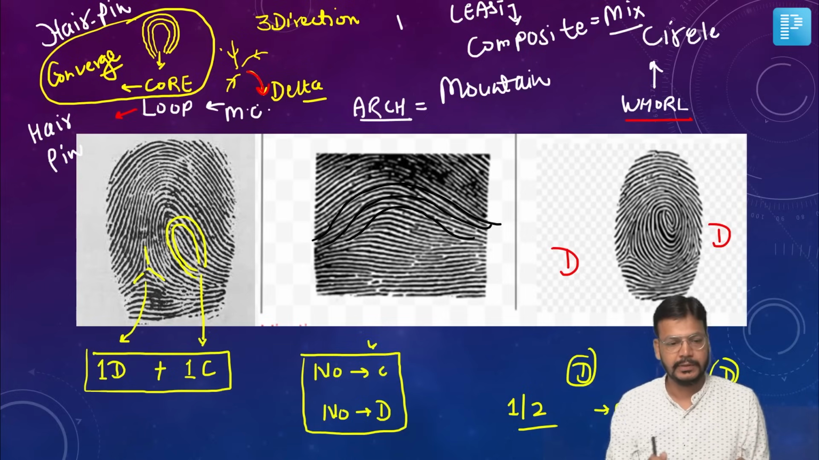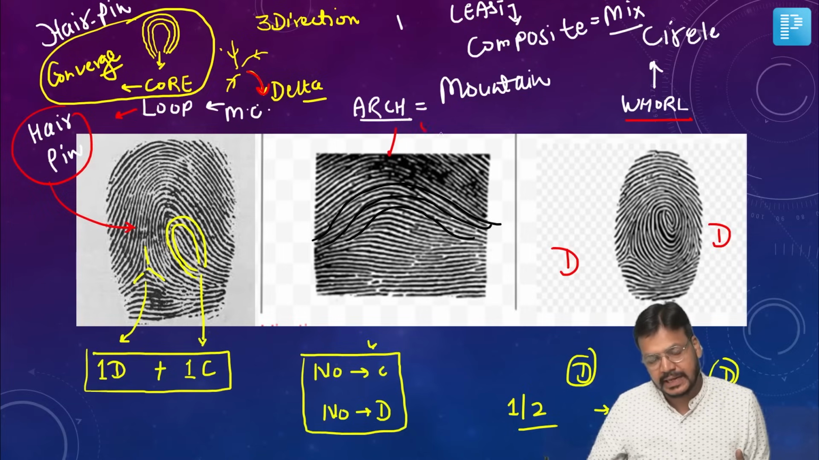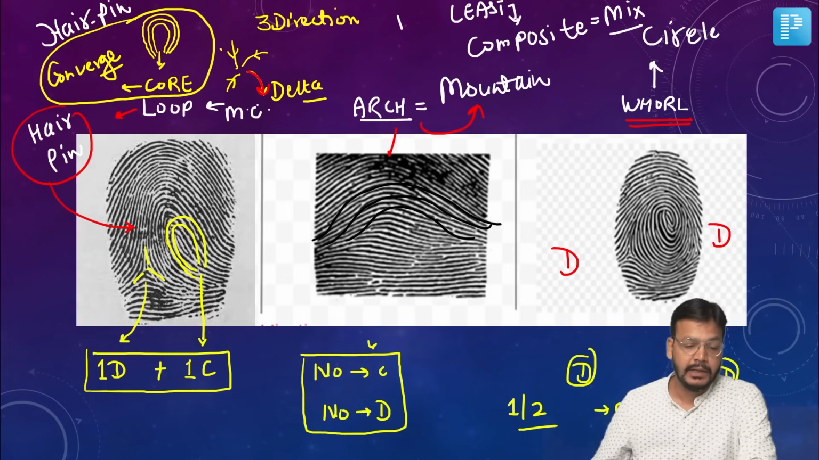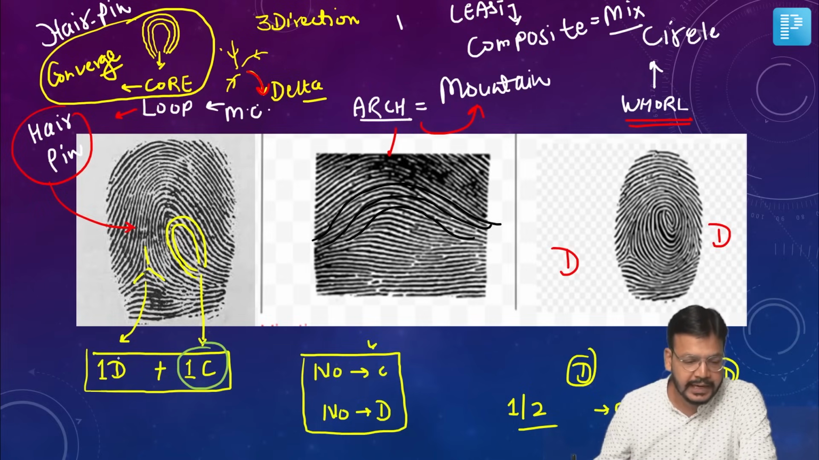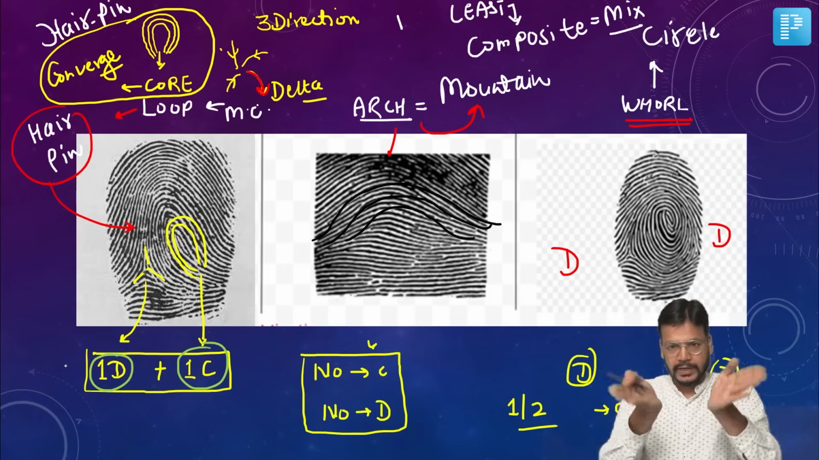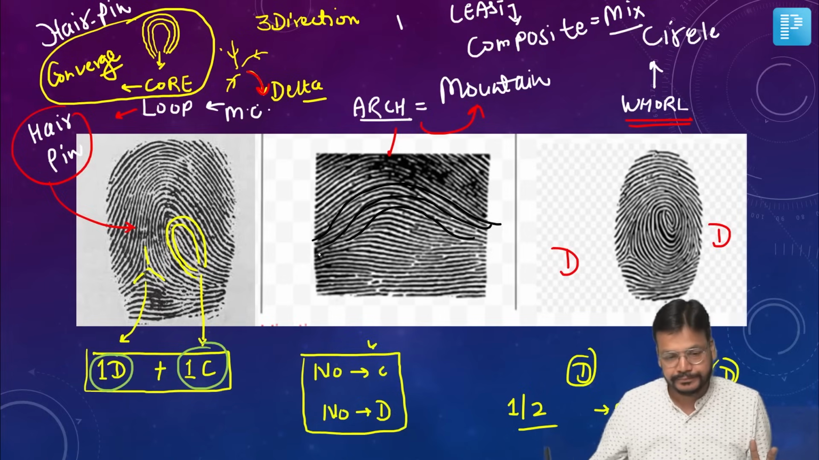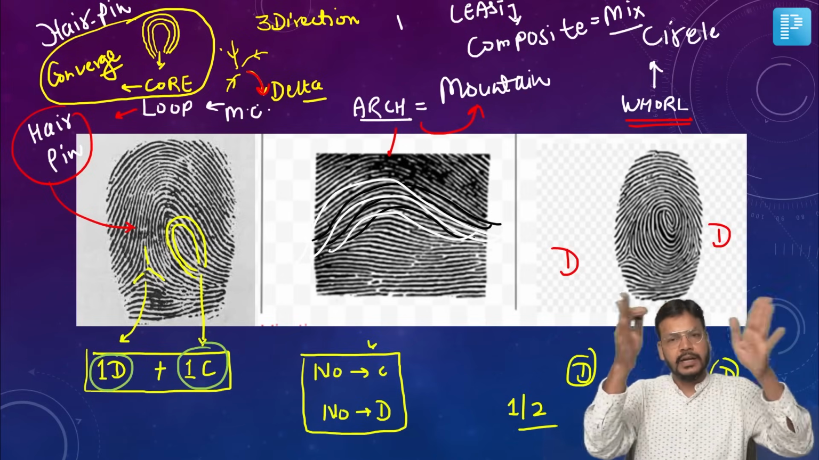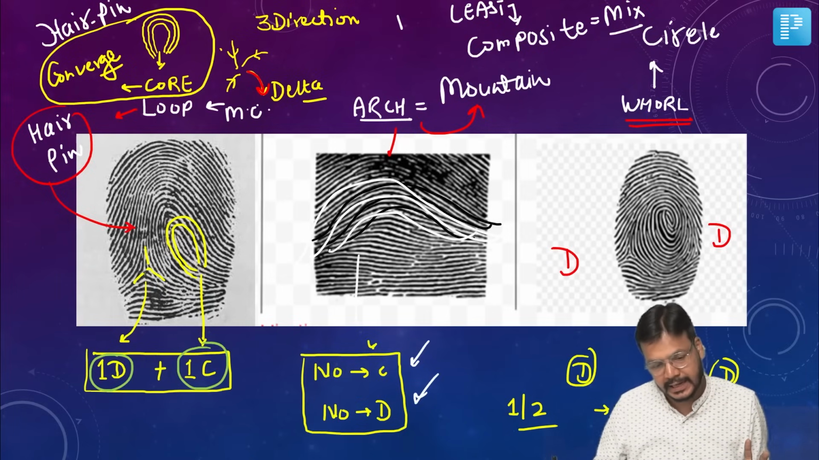Now, listen. Loop variety looks like a hairpin. Very simple. Arch is just like a mountain. And whirl is just like a circle. But how would you identify by core and delta? In loop variety, if you see very carefully, it is one core because it is convergence, and it is a meeting point from 3 directions, so one delta. But in plain arch, there is no convergence and no meeting point from 3 directions. So you can see no core and no delta in arch.